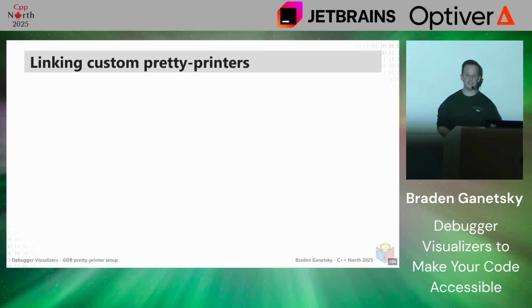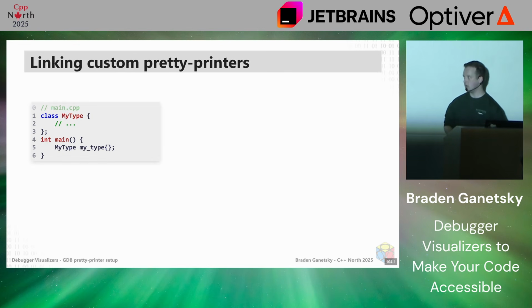Let's link in some custom pretty printers. So I'll show a very basic pretty printer here. Actually, I guess this is more C++ code than the C++ code I showed before. So I have class myType, and then I have int main. Inside of main, I have a myType that I created. So I'm sure everyone here has written code that looks like this before.